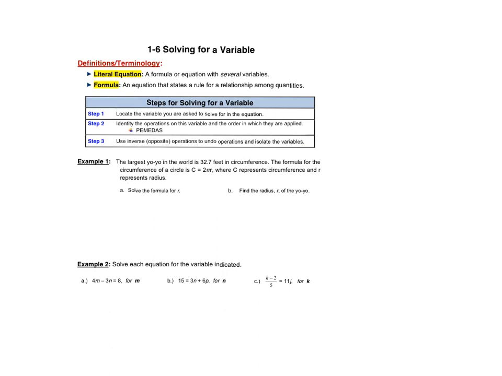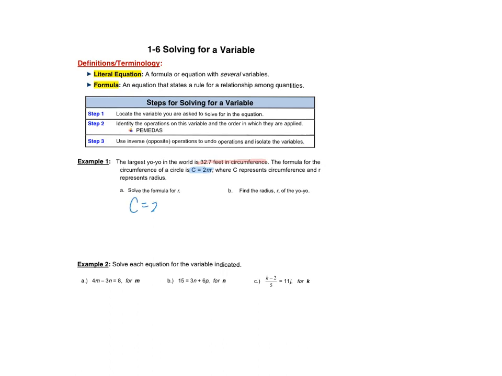We have some steps here for solving the variable, and so we're going to go ahead and try it for example 1. It says the largest yo-yo in the world is 32.7 feet in circumference. Let me highlight that. The formula for the circumference of a circle is C equals 2 pi r, where C represents circumference and r represents radius. Now it says to solve the formula for r, so let's rewrite this.